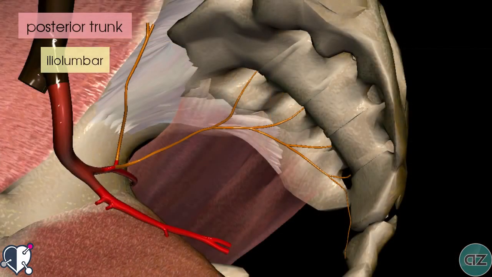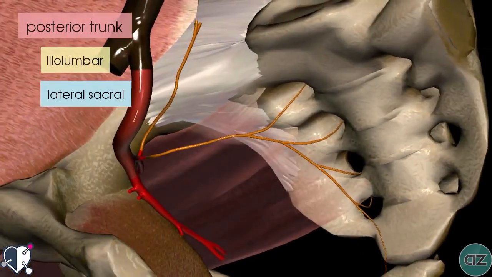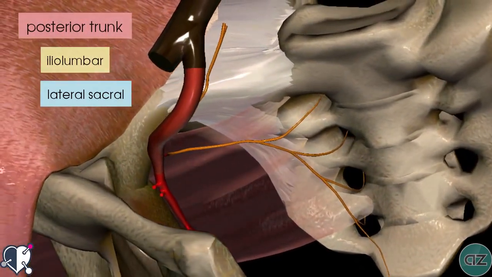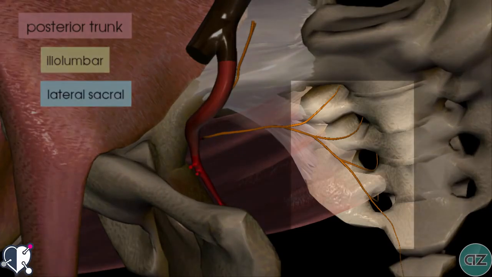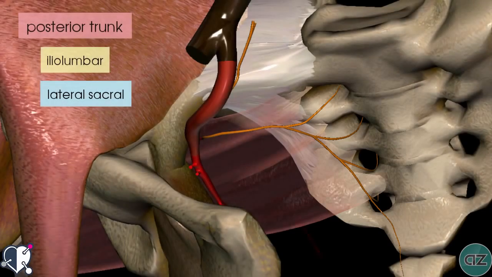Coming back down again, the next branch is the lateral sacral arteries. If I rotate the model around, you can see the lateral sacral arteries here entering the anterior sacral foramina, and this artery runs just in front of the piriformis muscle, which you can see has been made transparent.